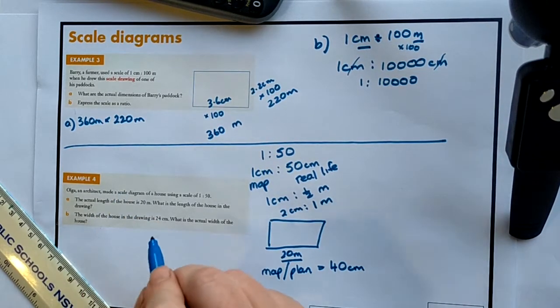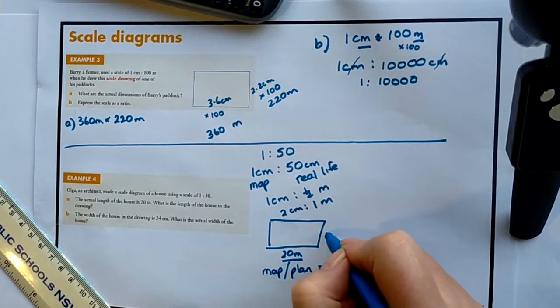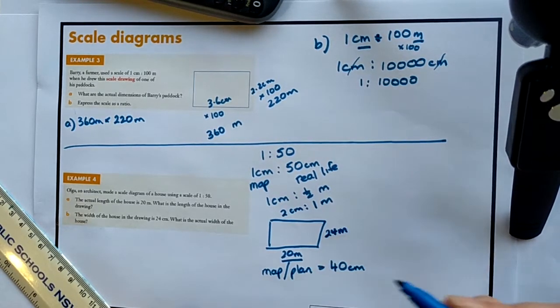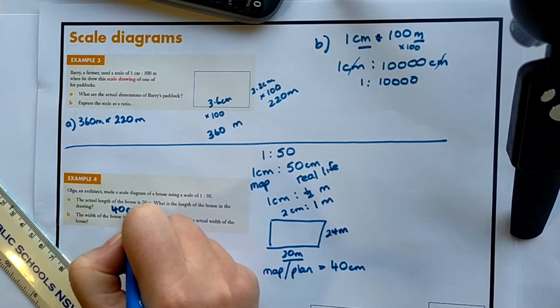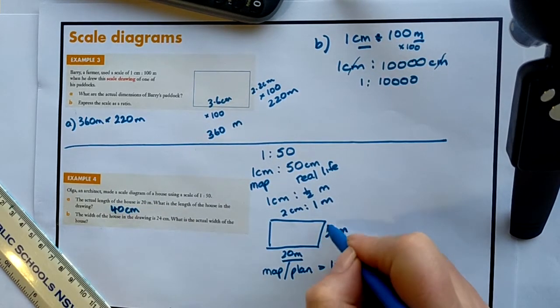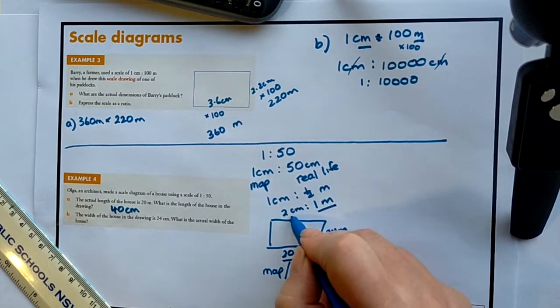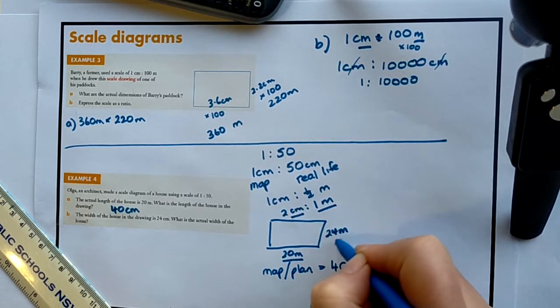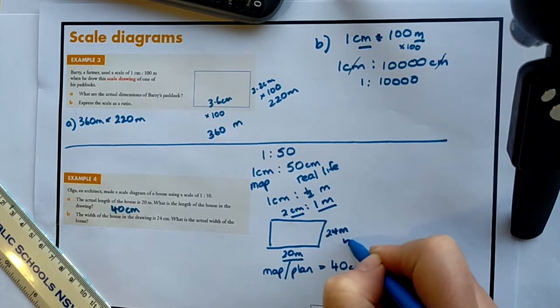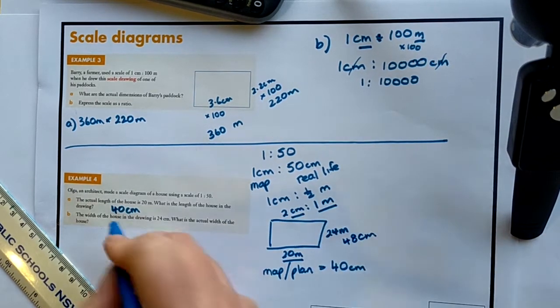So the next question says the width of the house is 24 metres. What's the actual? So we better put that over here. 40 centimetres. So again, 1 metre in real life is 2 centimetres on the map. Let's double this. That's going to be 48 centimetres.